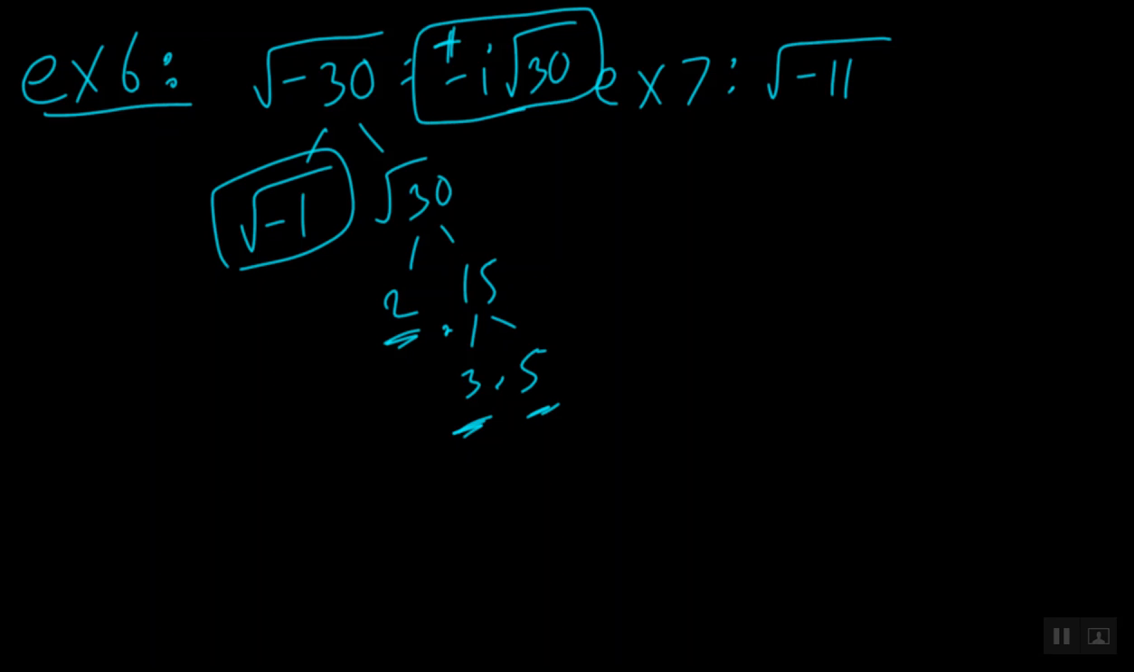So when we have a negative number that cannot simplify, we simply pull the i out and just leave the number the same. So with that being said, the square root of negative 11 is simply plus or minus i square roots of 11. It just can't be simplified.